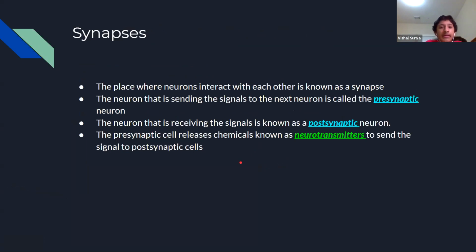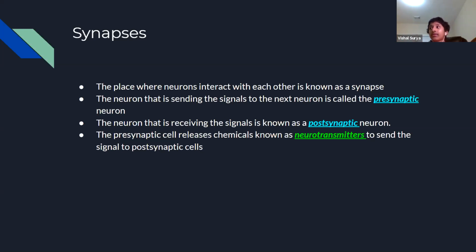So now we'll be discussing synapses. The place where neurons interact with each other is known as a synapse, and the space between them, whenever they interact, is known as the synaptic cleft. The neuron that is sending the signals to the next neuron is called the presynaptic neuron. It's called presynaptic because pre means before, so it's before the synapse. Think of it right here, and the synapse is right here. The neuron that's receiving the signal from the presynaptic neuron, or the sending neuron, is called the postsynaptic neuron, or the receiving neuron.